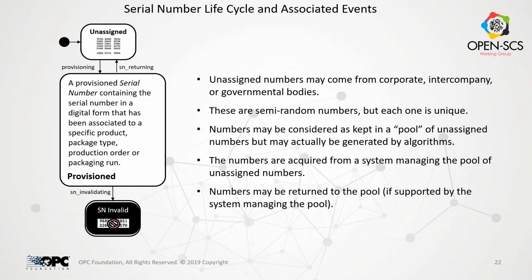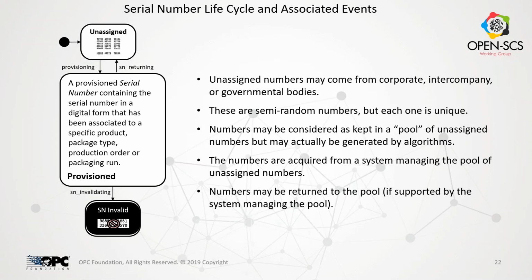To show you a little bit more detail on what we're talking about for serial numbers, their life cycle and the associated events. Serial numbers start, as I said, unassigned. They come from a corporate or intercompany or governmental body. If you are a contract label printing organization, they're going to come as part of your order. It's going to say these are all the serial numbers that I want to have applied to these labels, because eventually they're going to be applied to my products. They may come from governments that simply say, here's the numbers you can use. They may come from your corporate systems that say, here's the numbers you can use.